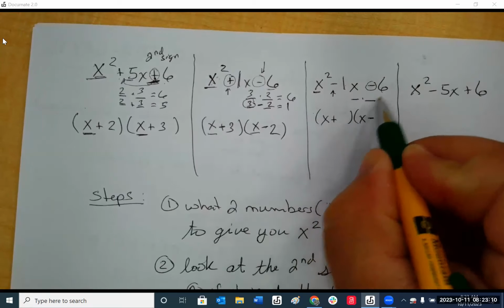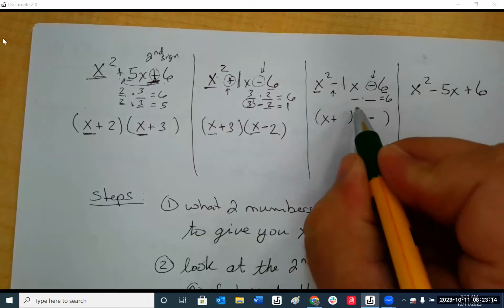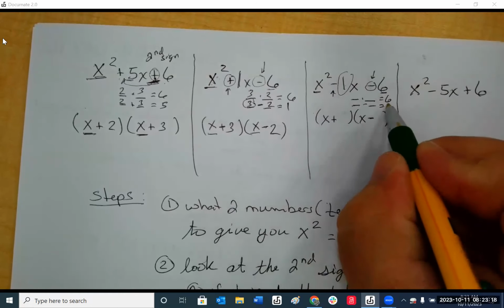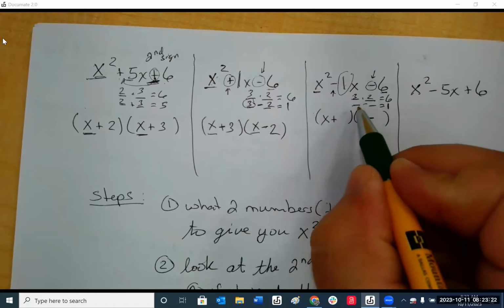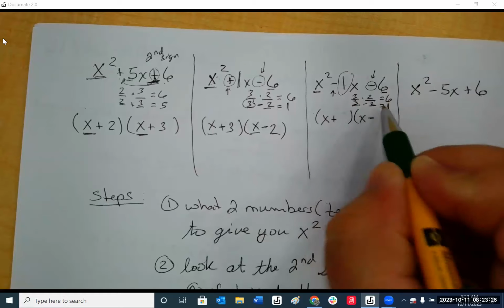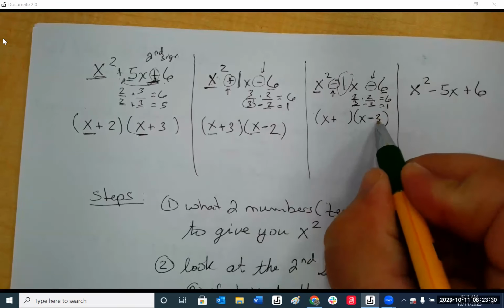What times what equals 6, when I subtract them, I get 1? 3 times 2. 3 minus 2 is 1. But the bigger number gets the minus.